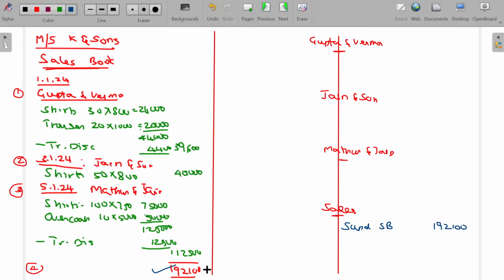As the total goes to the credit side, the internal items, accounts will be debited. Gupta and Verma, here sales, the value being 39,600. Jain and Sons, sales 40,000 rupees. Madhur and Jain, sales here, the value being 1,12,500. Is that clear?